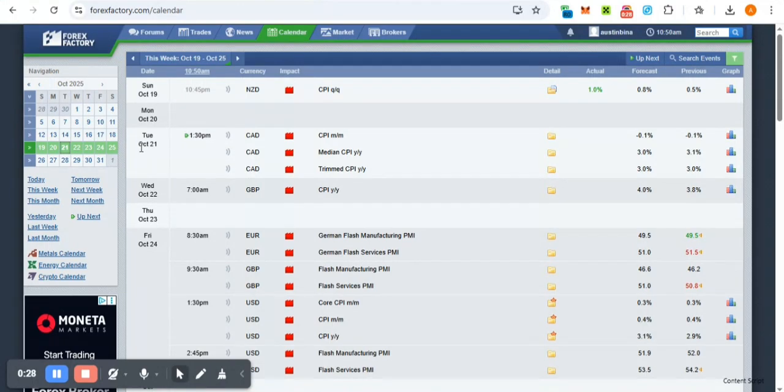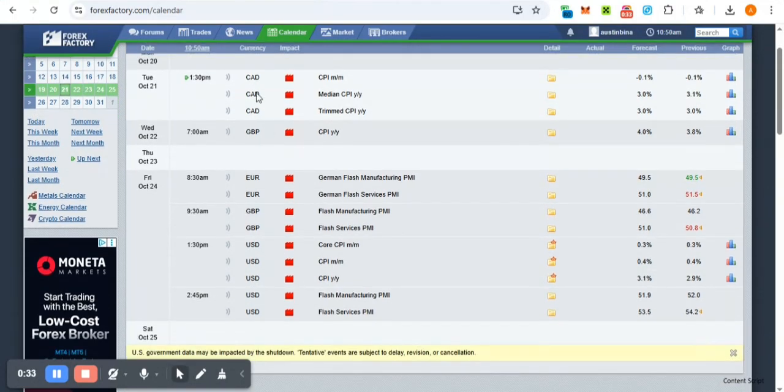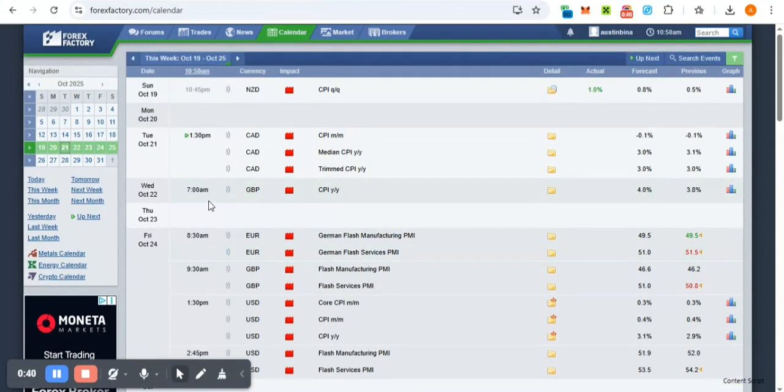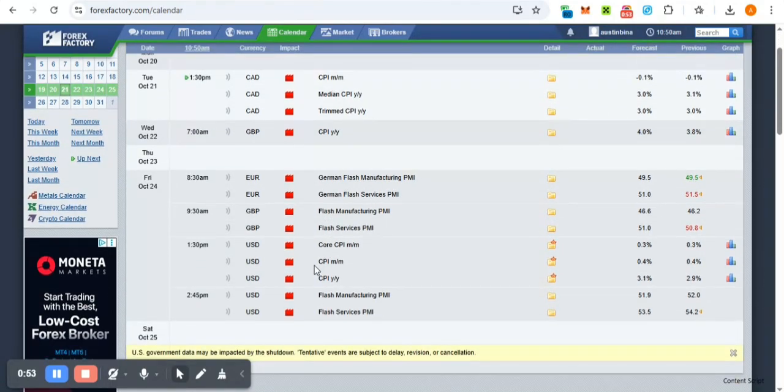So today, which is October 21st, Tuesday, we have CAD CPI coming up, median CPI and trim CPI, and they are all coming up today, as well as GBP CPI coming out tomorrow, and it's actually CPI year over year. They are looking at the CPI result, the forecast being 4%. Let's just see how it goes, guys. By the way, USD CPI is coming up on Friday, so let's be prepared and see what's happening.